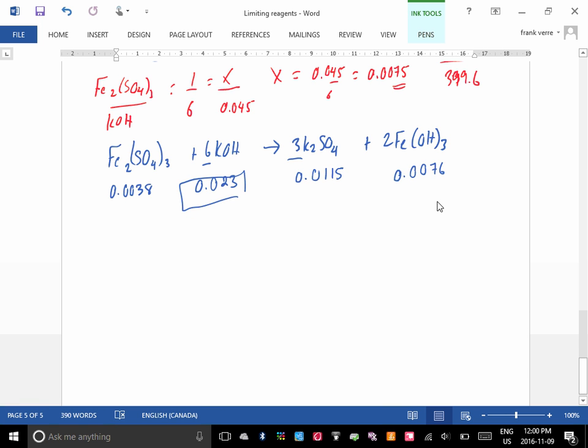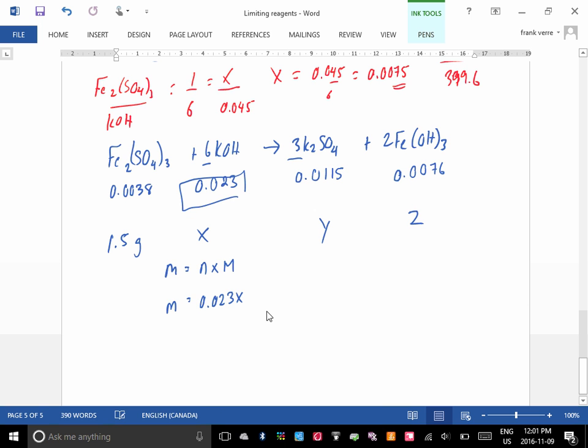Okay. Alright, so now we have the number of moles of each reactant or product. We already know that the limiting reagent was which one? The iron, right? Iron 3 sulfate. How much mass did we use up for that? So we know that this is 1.5 grams. So now we're going to solve for potassium hydroxide, potassium sulfate, and iron 3 hydroxide. Okay? So, what's the mass of potassium hydroxide that we use up? So the mass is the number of moles times the molar mass.